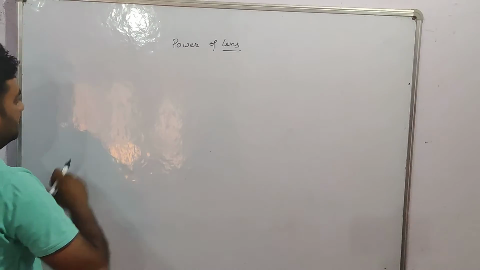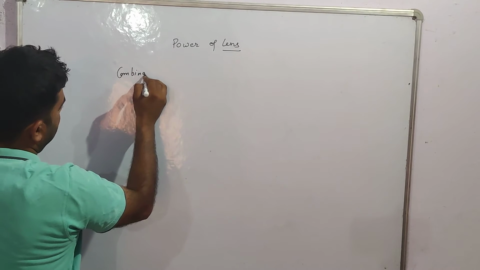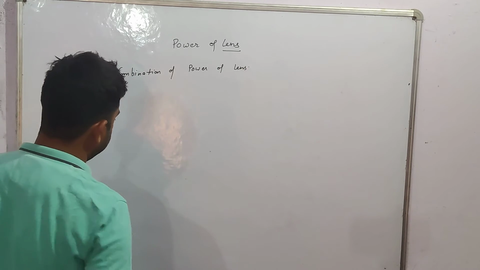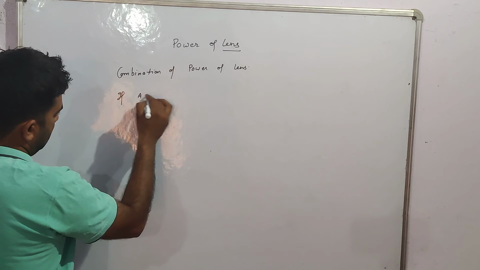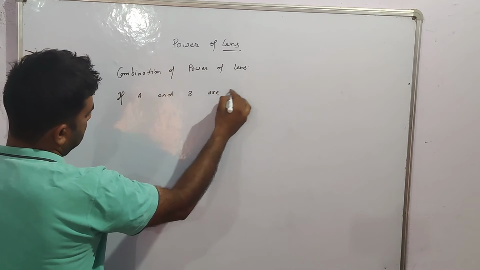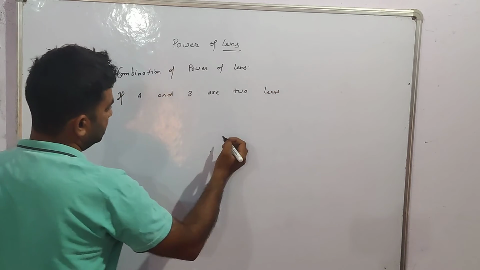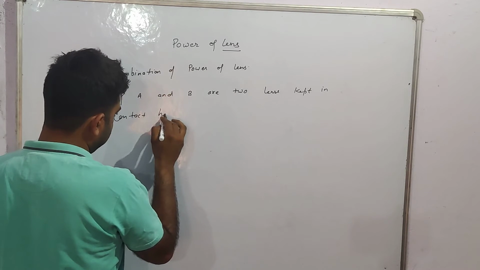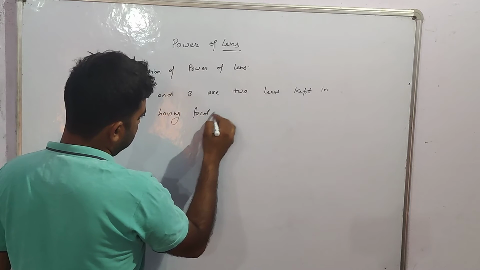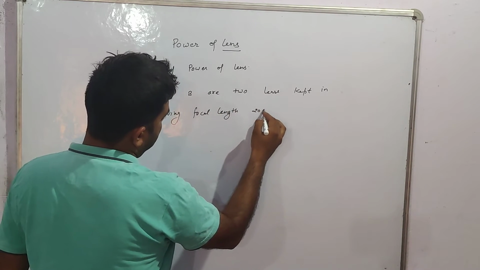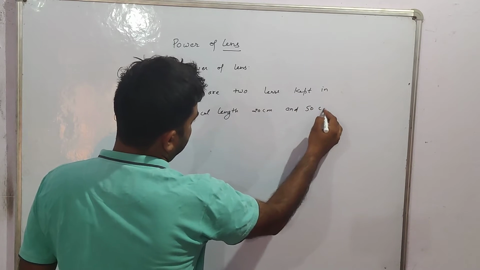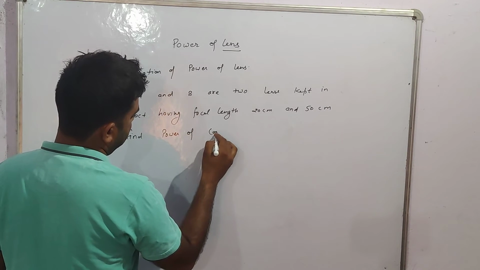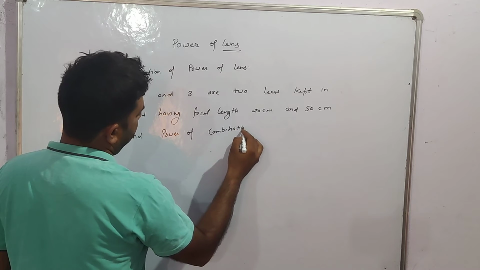Now, combination of power of lens. If A and B are two lenses kept in contact, having focal length 20 centimeter and 50 centimeter, find power of combination.